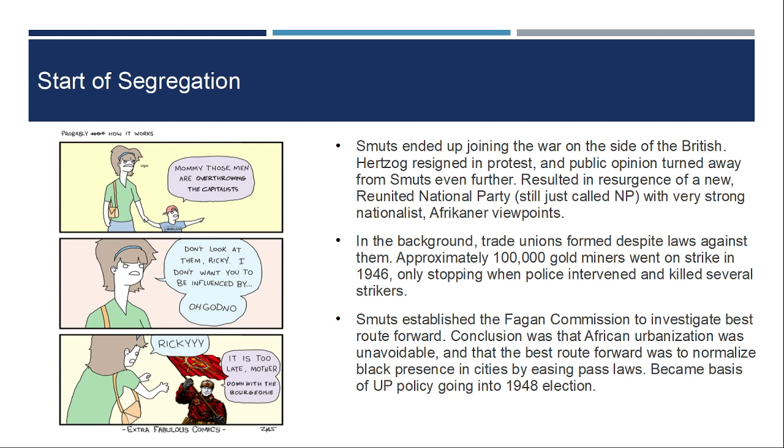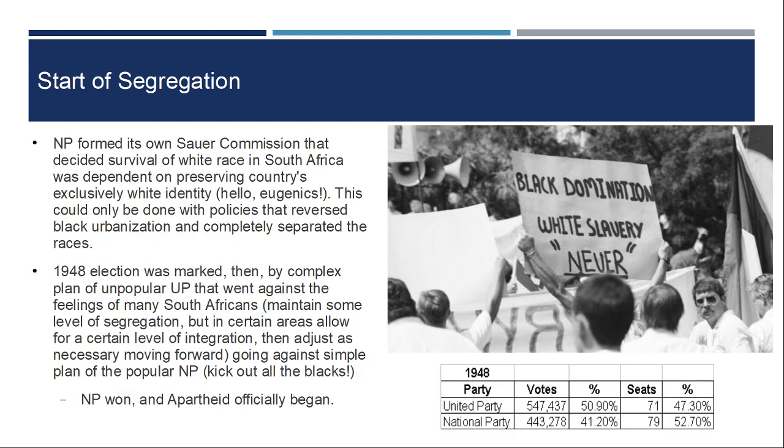Surprisingly, Smuts actually listens. The United Party's policy going into the 1948 election is this. They basically argue, hey, we don't like Africans either, but look, clearly things are getting bad, and if we don't fix them, they're just going to keep on getting worse. So we got to do something to address this problem, and that something is normalizing the presence of black people in cities.